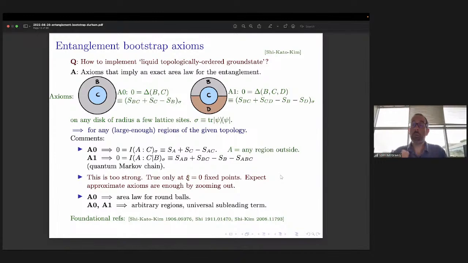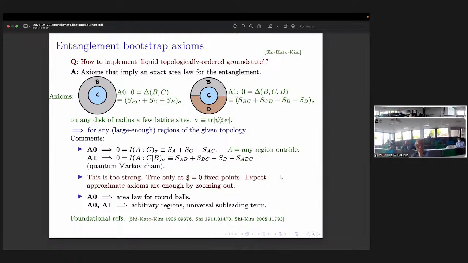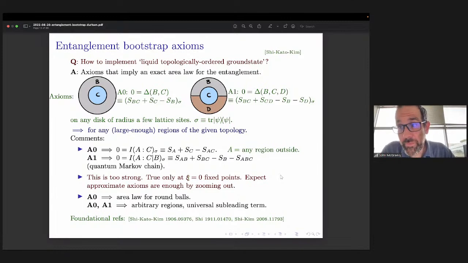However, isn't it already encoded? I mean, the very fact that you said it's the mutual information between C and the outside region without ever referring to how thick the B region is, it kind of already implies that you are assuming that your mass gap is infinite, basically. That's right. So that's what I mean by too strong. That's right.